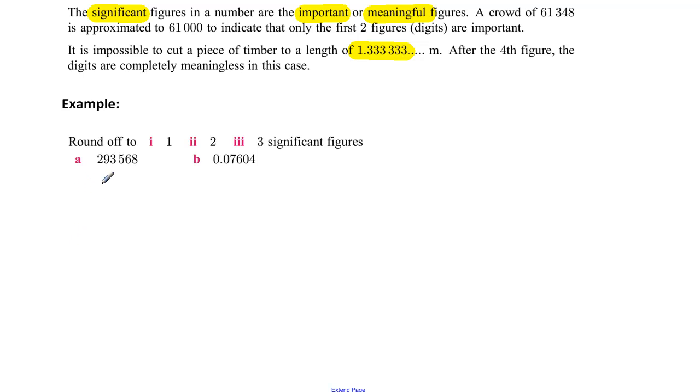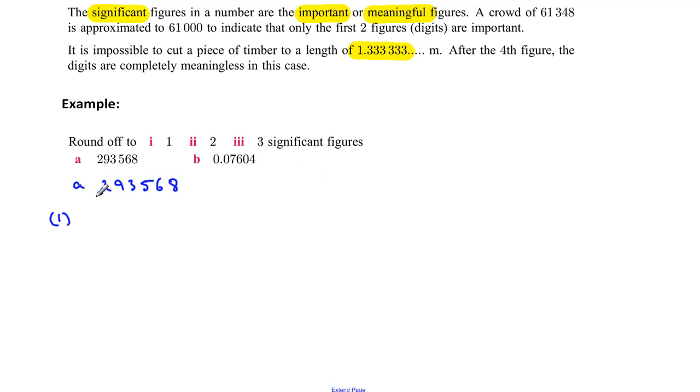Here's the number, and I'll write it out again. A is 293,568. At the moment, there are 1, 2, 3, 4, 5, 6 significant figures. And it says rounded off to 1 significant figure. And what you do is you count from the left to the right.